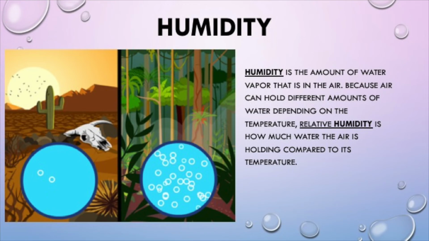And finally, our last word is humidity. Humidity is the amount of water vapor that is in the air. Because air can hold different amounts of water depending on the temperature, relative humidity is how much water the air is holding compared to its temperature. So you want to know both of those. Just in general, what humidity is, and then what is relative humidity. So, relative humidity is dependent on the temperature of the air.